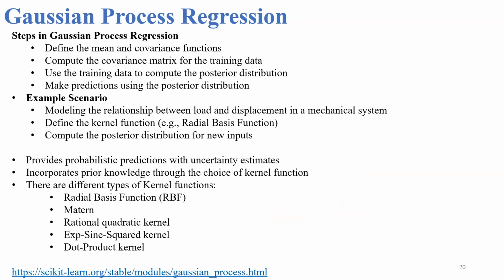For example, model the relationship between the load and displacement in a mechanical system. You have to define the kernel functions, for example, radial basis function. We'll talk about that, and compute the posterior distribution for the new inputs. It provides probabilistic predictions with uncertainty estimates, so it's not just one value. And it incorporates prior knowledge through the choice of kernel functions.